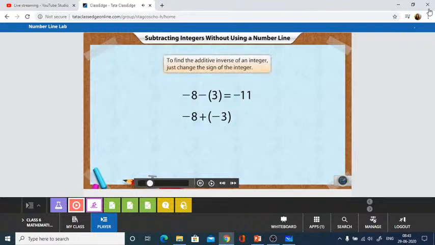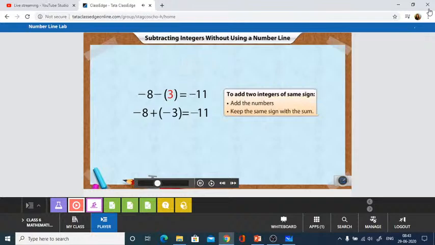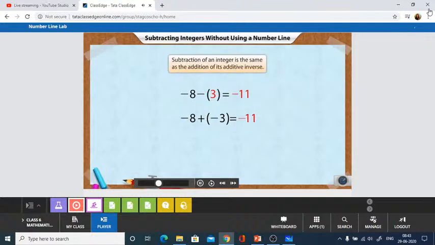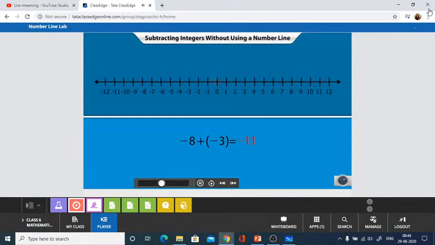Remember, to find the additive inverse of an integer, just change the sign of the integer. So, the additive inverse of 3 is negative 3. To add two integers having the same sign, add the numbers and keep the same sign with the sum. Subtraction of an integer is the same as the addition of its additive inverse. So, the answers we obtained by subtracting the integers directly and by using a number line are the same.